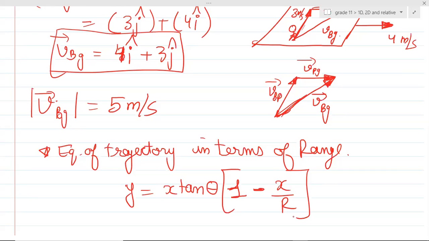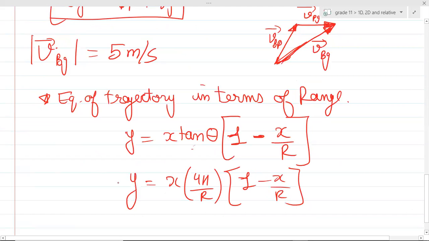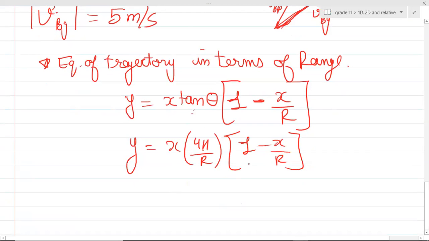So anyways, we try to do it with this formula if possible. What can tan theta be written as? Tan theta can be written as 4h upon r, right? So 4h upon r into 1 minus x by r. So basically this was your y in terms of h and r. I told you there will be two terms. I remember the first term, I can't remember the second term. So anyways, let's try to solve it.